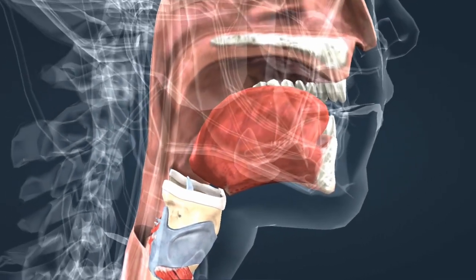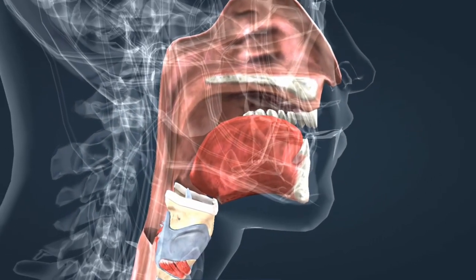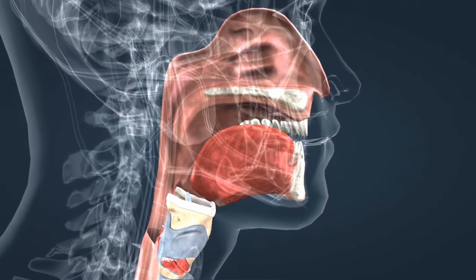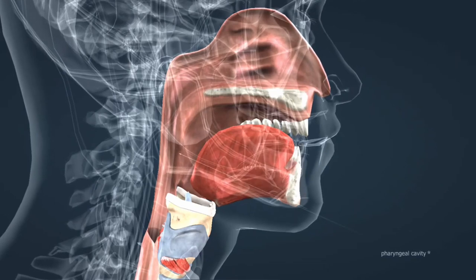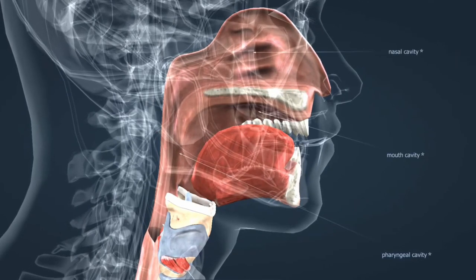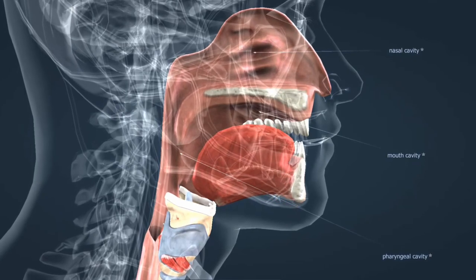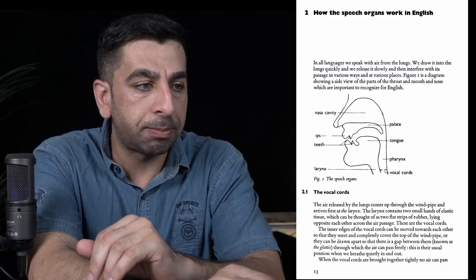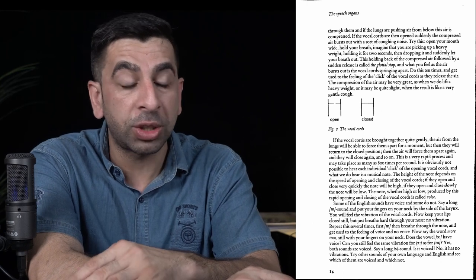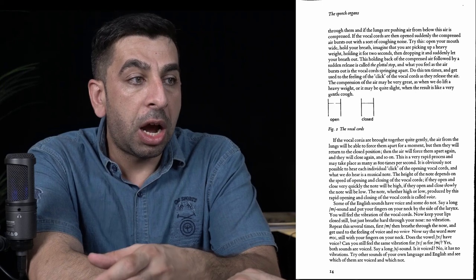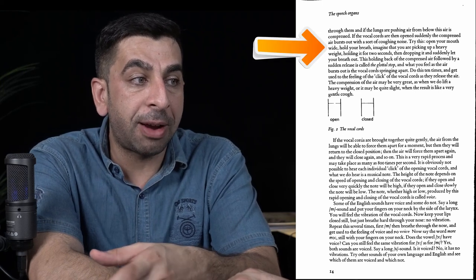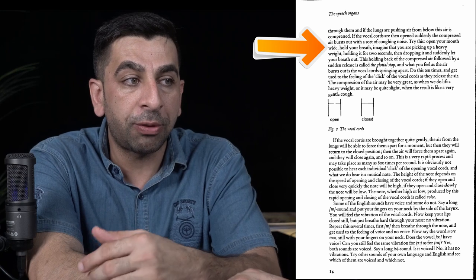When the vocal cords are brought together tightly, no air can pass. If the vocal cords are then opened suddenly, the compressed air bursts out with a sort of coughing noise.